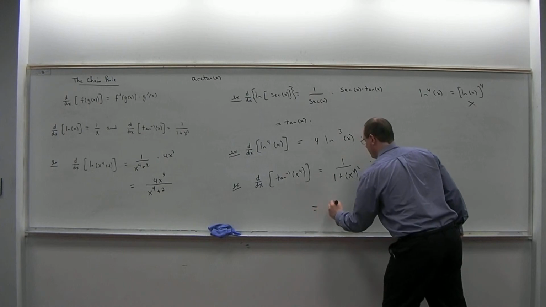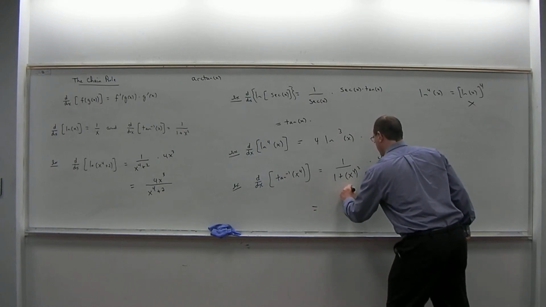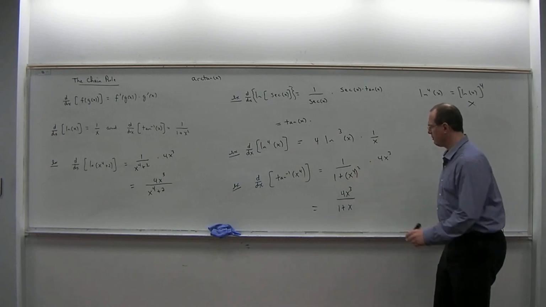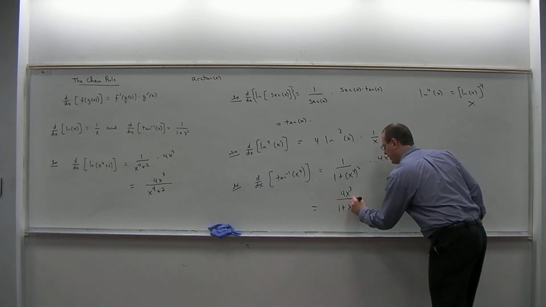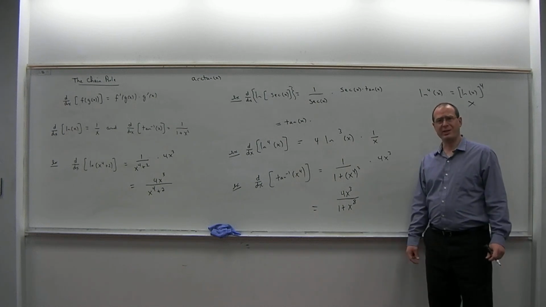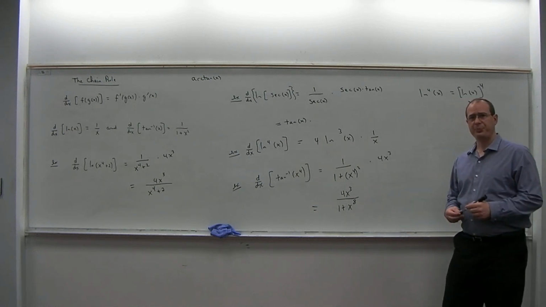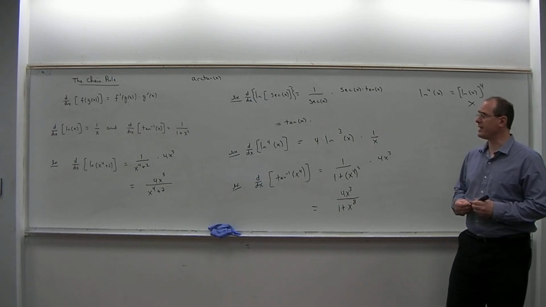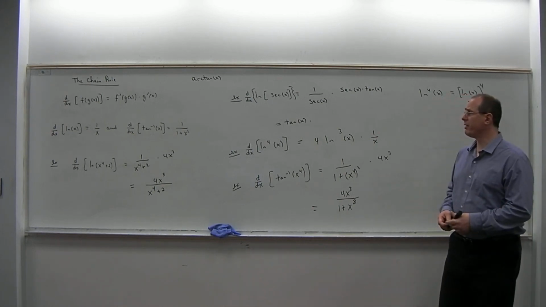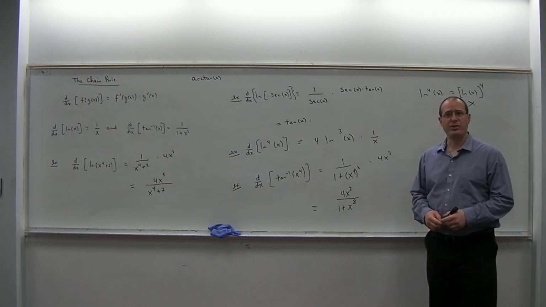And we could write this as 4x cubed over 1 plus x to the power 4 times 2, which is 8. So 4x cubed over 1 plus x to the 8th. Okay, so there's a handful of examples of the chain rule using the natural logarithm and the inverse tangent function.